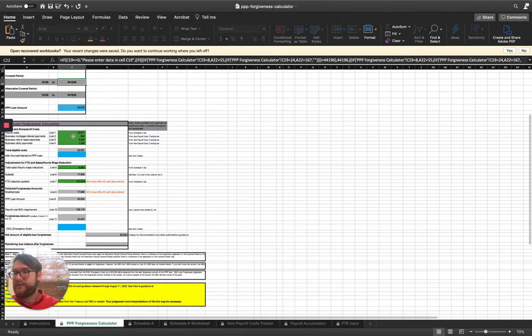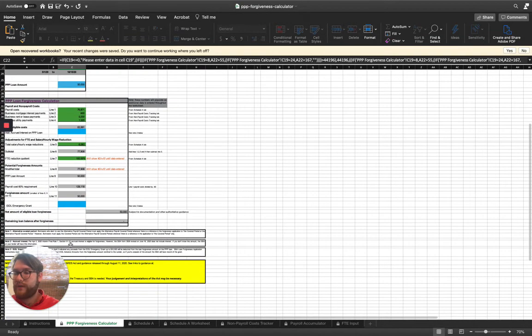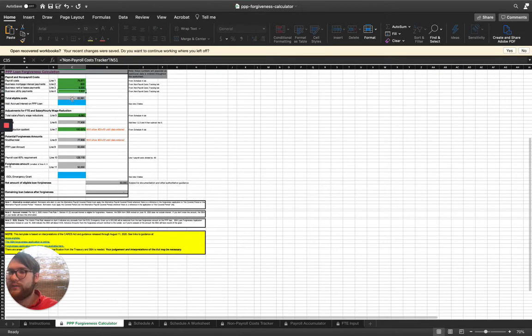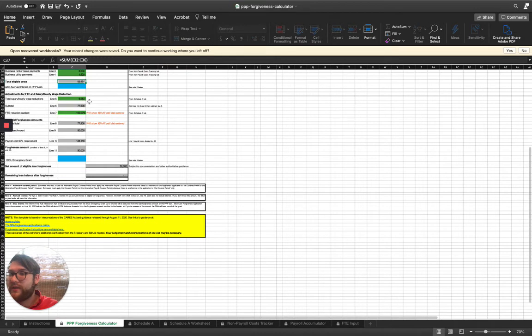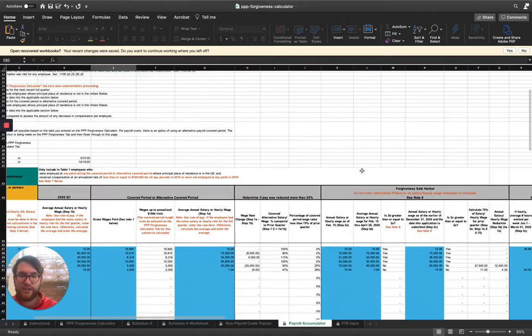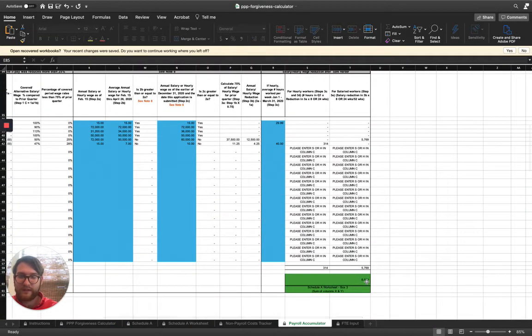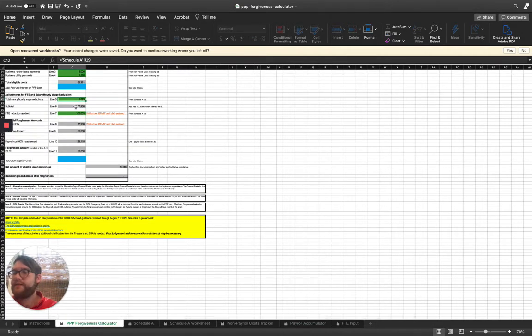Because we filled in all of this stuff, most of this information is going to come from elsewhere. So it's going to say, okay, our payroll costs were $78,000, our business mortgage interest was $600, $5,000 for the lease, $1,520 for the utilities. So we have total eligible costs of $83,991. Now, as we come down here, we have a reduction of $6,000 from our wage reductions. If you remember back on this payroll accumulator sheet, we reduced everything by $6,000 because of these two employees. So it's going to show that reduction right here, and it's going to total it again.